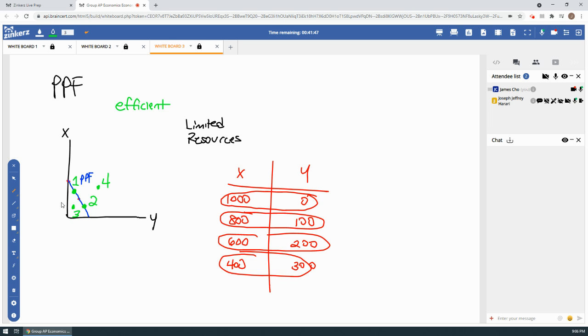Okay, and the last thing we talked about was, well, how do we get to that amount? How do we increase our PPF? Or how do we make it so that we're able to produce more in the future than we are right now?